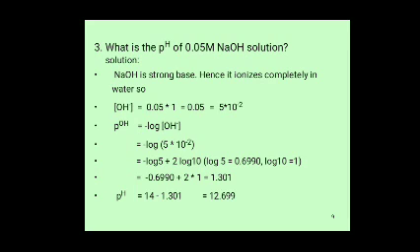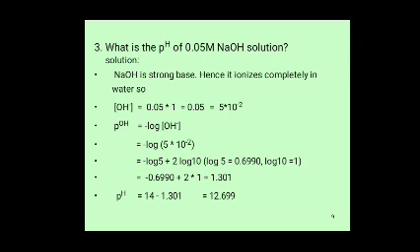pH plus pOH is equal to 14. Then pH is equal to 14 minus pOH. 14 minus 1.3010 is equal to 12.6990.